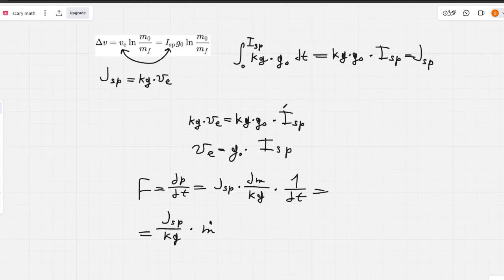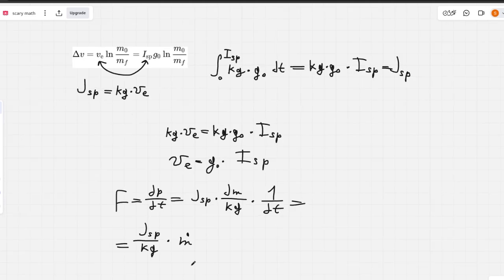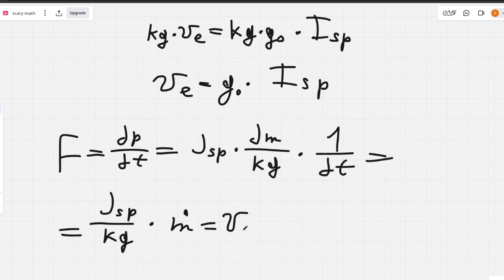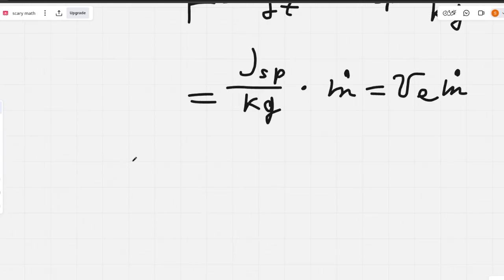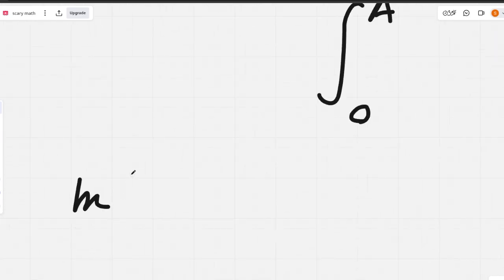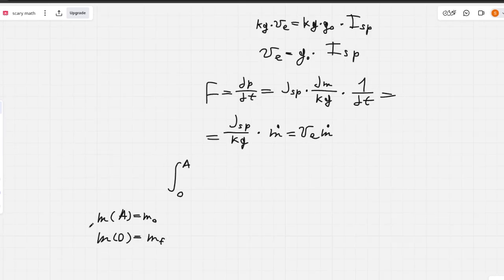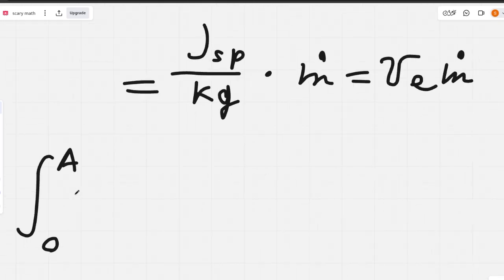Okay, and now recall this thing over here. So that's just going to be v times the derivative of m. And now to find the distance traveled, let's define time a as the time at which m of a is going to be m0, m of 0 is going to be mf. So that's the time by which all of the fuel is depleted. Alright, let's work on that.